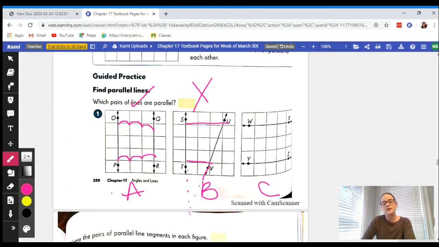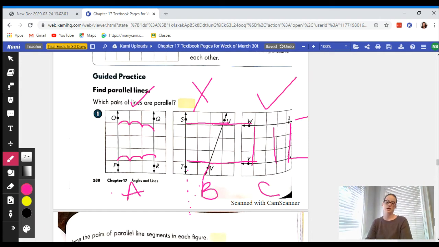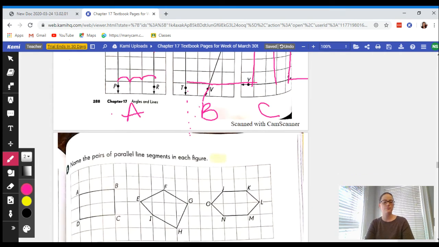What about WX and Y and Z? Here they're 3 square units apart, here they're 3 square units apart, and here they're 3 square units apart. And if I kept drawing them, I'd still see that they would not meet. So they are parallel lines. Yes, WX, Y, and Z, those 2 lines are parallel.